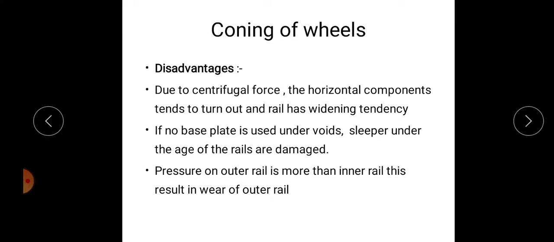And the last one, the pressure on the outer rail is more. If we are providing coning, the pressure on the outer rail will be more than on the inner rail, so this will result in wear and tear of the outer rail. So these are the disadvantages of coning of wheels. This is about the phenomenon of coning of wheels. You read the textbook. Okay, thank you.